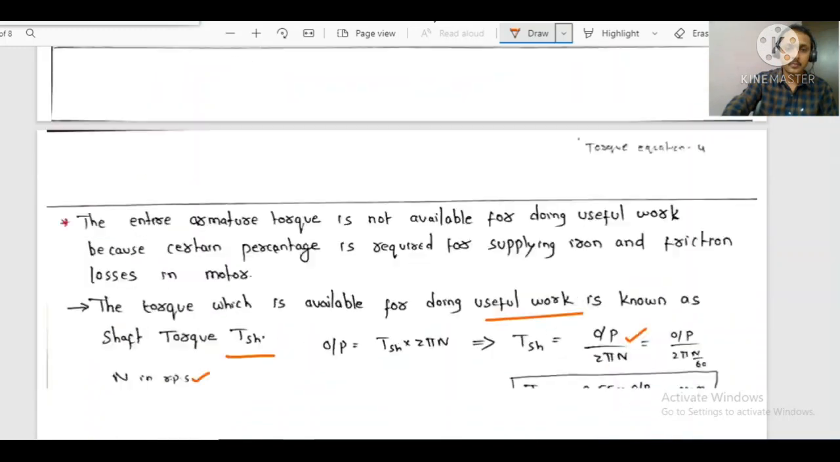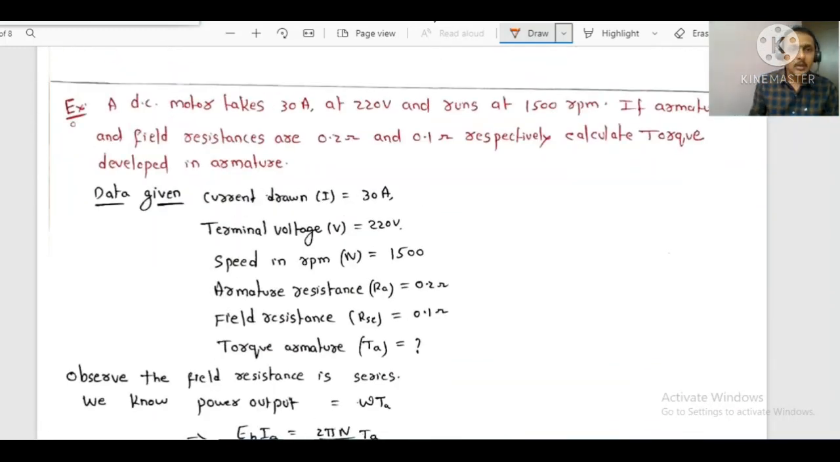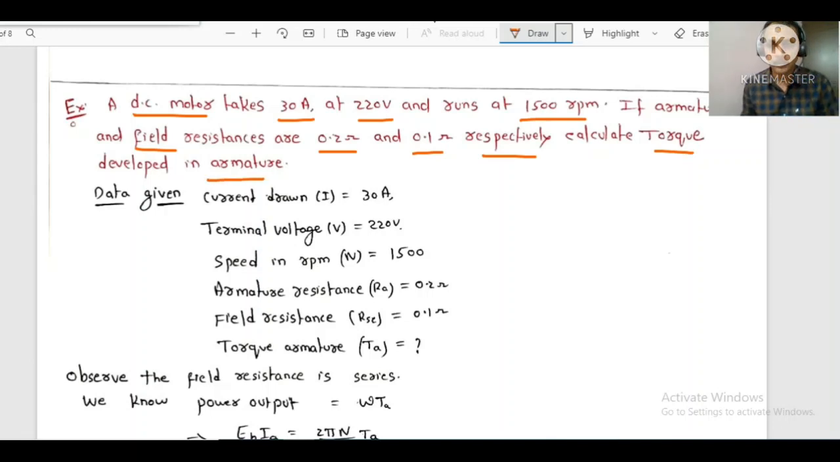Now, dear students, please observe. A DC motor takes 30 amps at 220 volts and runs at 1500 rpm. The armature and field resistances are 0.2 ohm and 0.1 ohm respectively. Calculate the torque developed in the armature.